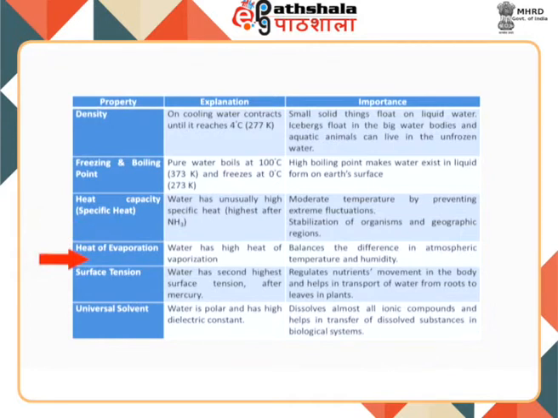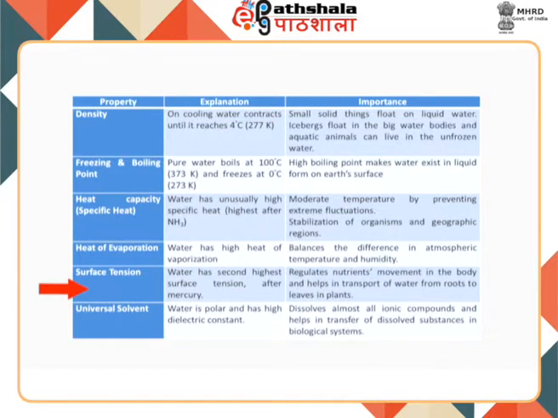Now, let us consider heat of evaporation or heat of vaporization. This is high for water. Again, the importance, it balances the difference in atmospheric temperature and humidity. Surface tension, very, very important property. Water has the second highest surface tension. Highest is that of mercury, water is the second.